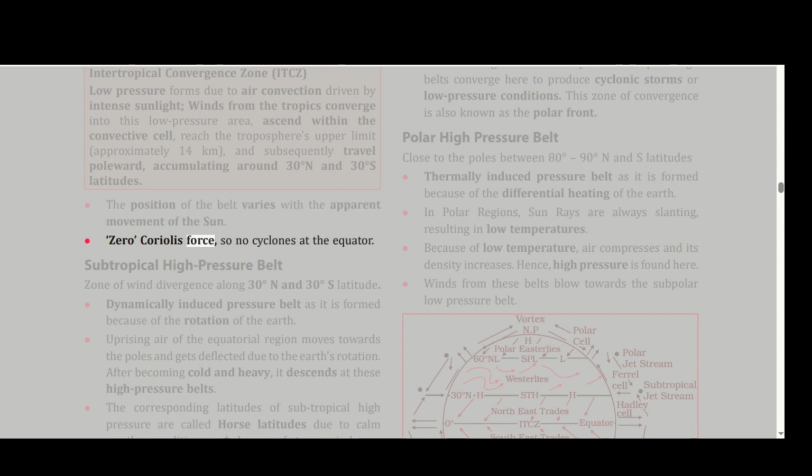Zero Coriolis force, so no cyclones at the equator. Subtropical high-pressure belt: zone of wind divergence along 30 degrees north and 30 degrees south latitude. Dynamically induced pressure belt, as it is formed because of the rotation of the Earth.